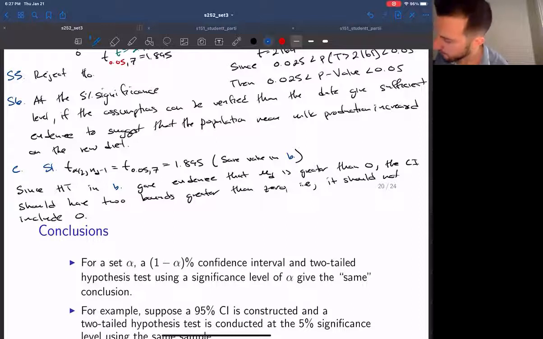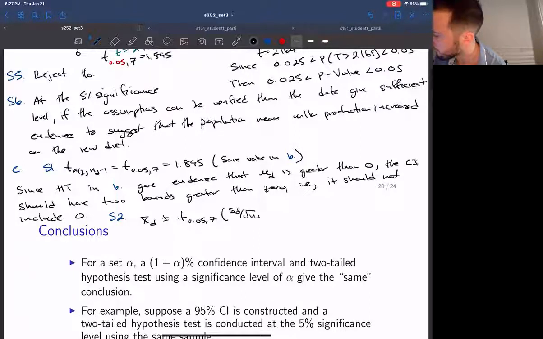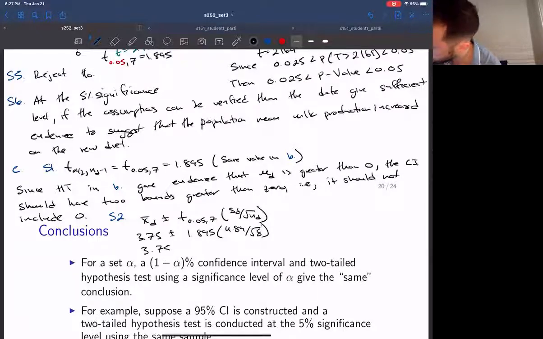To verify this, we can simply work through step 2 of the confidence interval procedure. So we have x bar D plus or minus our t value multiplied by sD over the square root of nD. This is going to be 3.75 plus or minus 1.895 multiplied by 4.89 divided by the square root of 8. This is 3.75 plus or minus 3.277348.